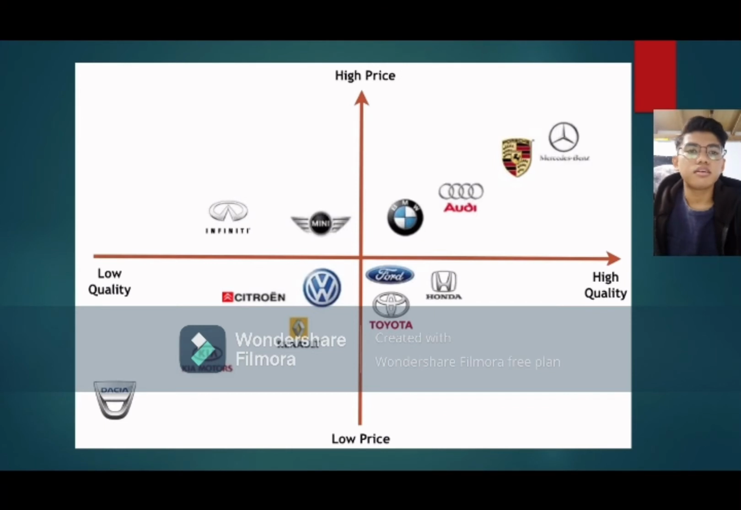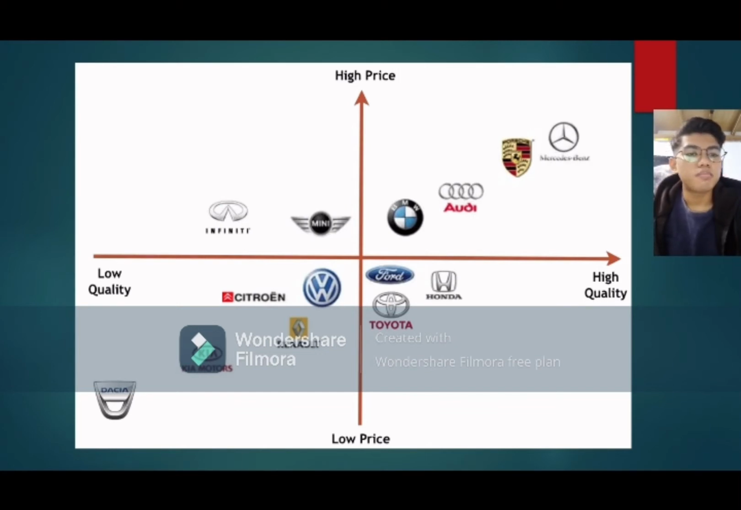This is an example of a diagram with two axes related to product positioning. The vertical axis represents high price and low price, and the horizontal axis represents high quality and low quality. In the upper right is the position of high quality and high price products such as Mercedes, Audi, BMW and Porsche. The lower right shows the position of car brands that have high quality but low price. The lower left is the position of car brands that have low price and low quality.